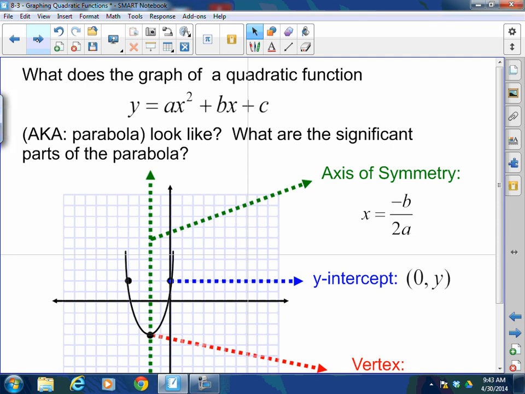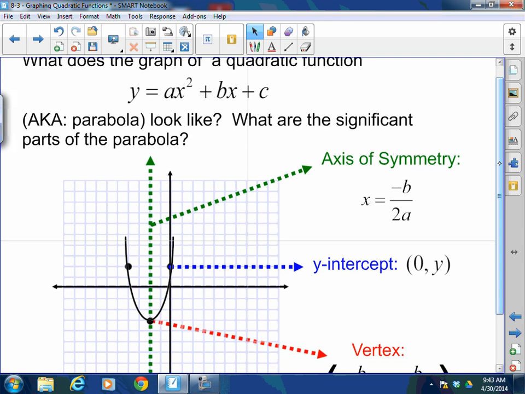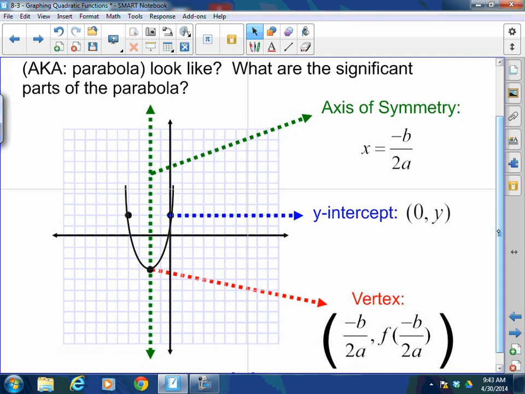Let's put it all together. We also did this yesterday. I want to review it one more time. What does the graph of quadratic function y equals ax squared plus bx plus c look like? Well, what are the significant parts? Okay, you're going to have your U-shaped graph. That U-shaped graph is the parabola.